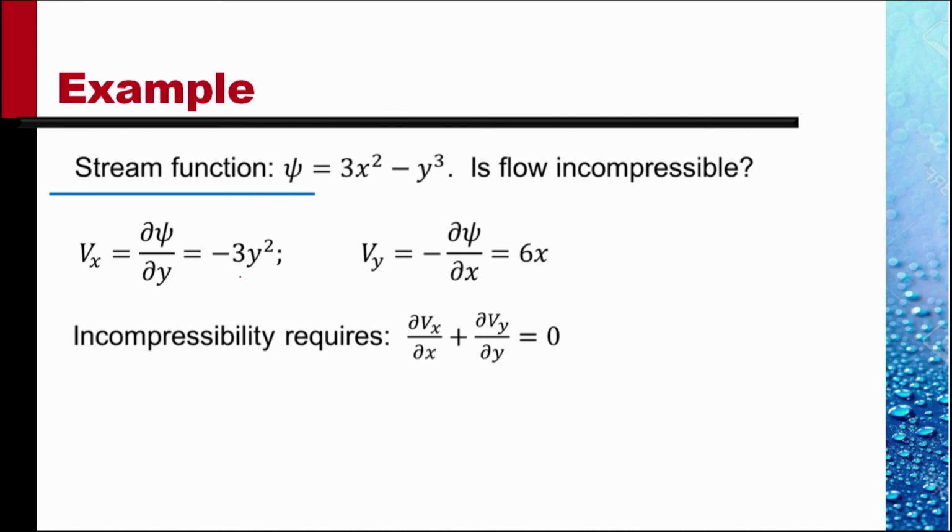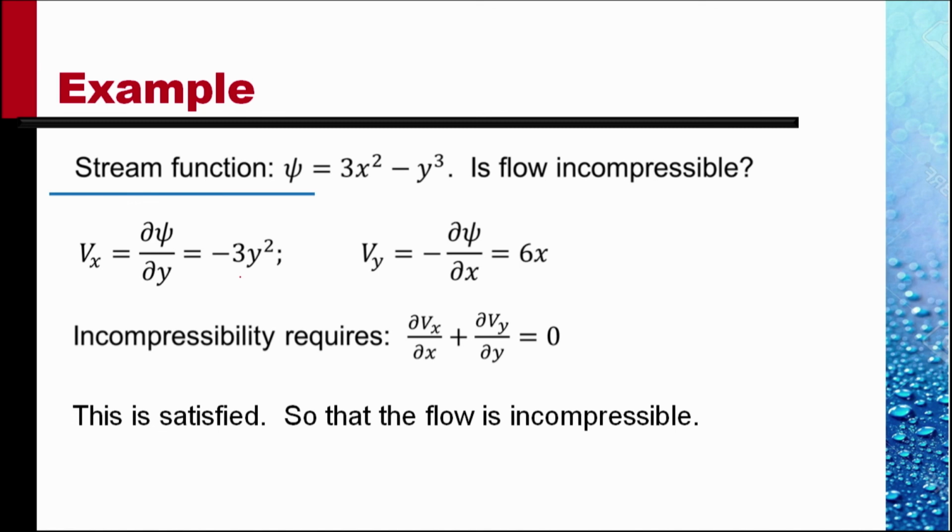Incompressibility requires del Vx by del x plus del Vy by del y is equal to 0, and this is satisfied. And so the flow is incompressible. Del Vx by del x is 0, del Vy by del y is 0. So the continuity equation is satisfied and the flow is incompressible.